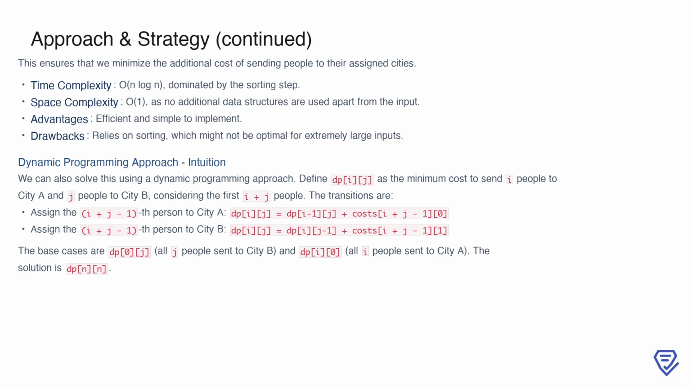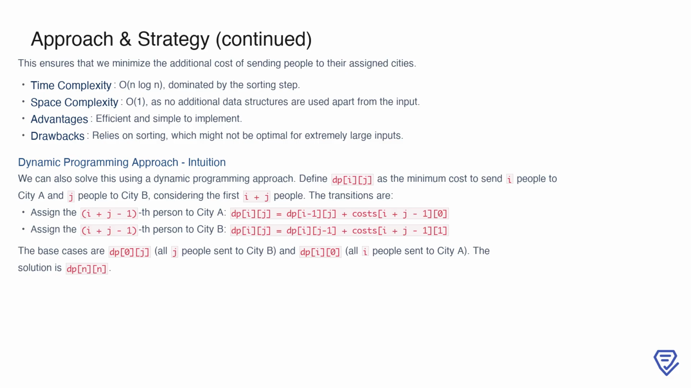Now, another option is the dynamic programming approach. Here, we define dp[i][j] as the minimum cost to send i people to city A and j people to city B, considering the first i + j people. The state transitions involve two choices: either send the (i + j - 1)th person to city A, updating dp[i][j] = dp[i-1][j] + costs[i+j-1][0], or send them to city B, updating dp[i][j] = dp[i][j-1] + costs[i+j-1][1].